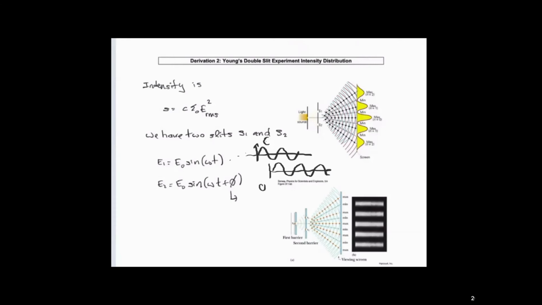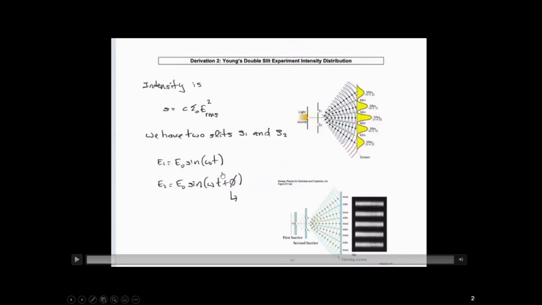So this is the phase angle between these two. All right, so they are slightly out of phase. That's what we mean when we say there's a phase difference between those two. So this is known as the phase angle, which means that one of them is slightly offset with respect to the other one.